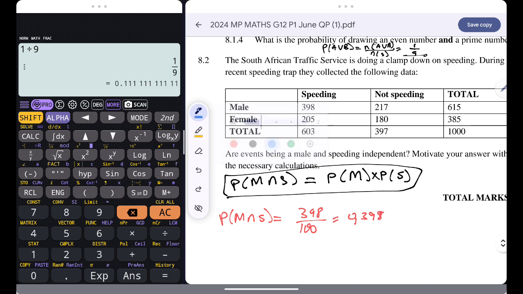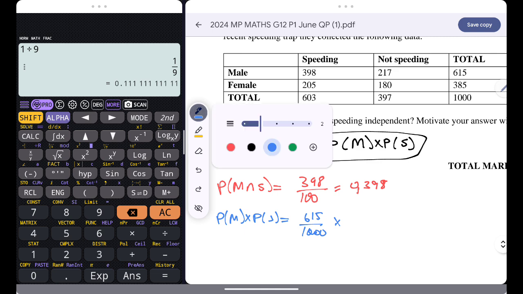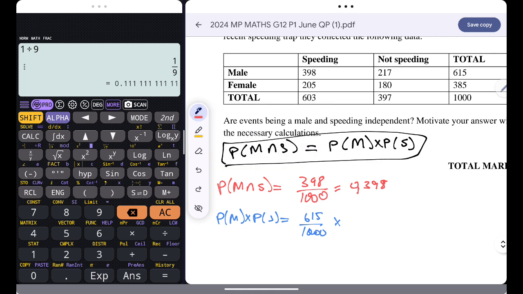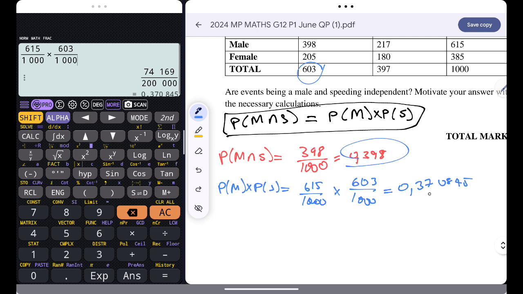Are you together? And then for the second part, the probability of males multiplied by the probability of people who are speeding. How many males do we have? 615 divided by 1000 multiplied by, I forgot to write 1000 there. So I'm saying the probability of being male multiplied by the probability of people who are speeding. That's 603 divided by 1000. So this will give me 615 divided by 1000 multiplied by 603 divided by 1000, and this will give me 0.370845. So I can see that this is 0.39 and that's 0.37.